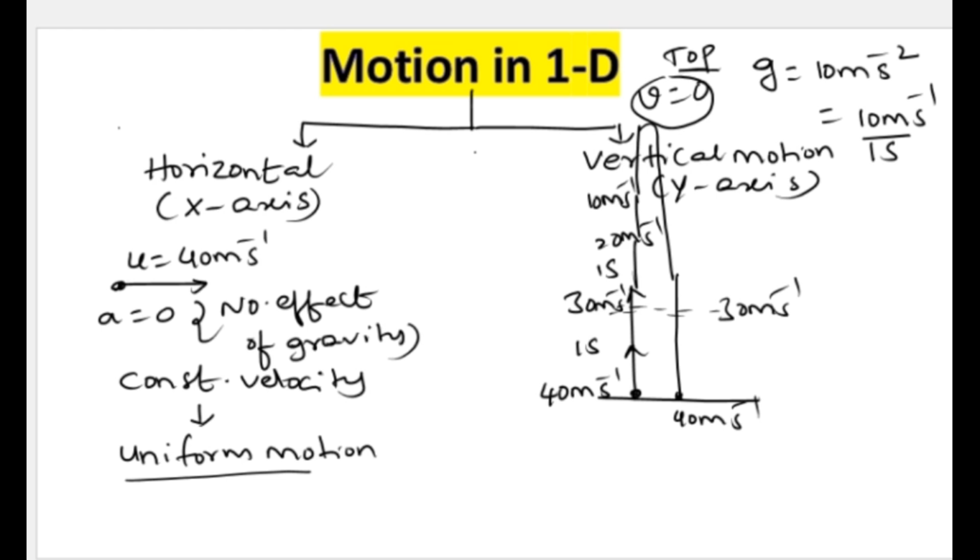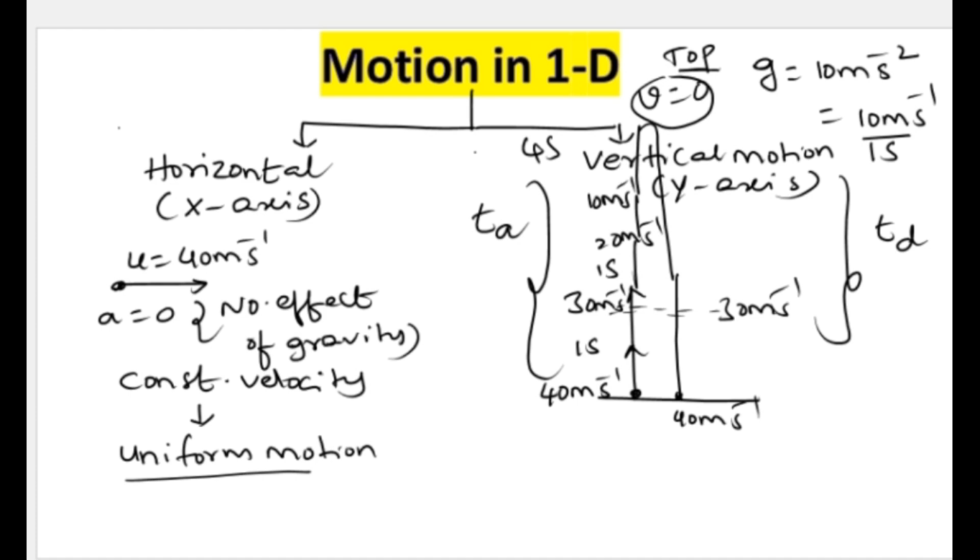We know very well that when it is going up, its speed decreases. After reaching the topmost point, its velocity becomes 0. While it is coming down, its speed increases. From ground to maximum height, this time is called time of ascent. From maximum height to ground, this time is called time of descent. While it is going up, the time taken is 1, 2, 3, 4 seconds. While it is coming down also, it takes 4 seconds. So time of ascent is equal to time of descent.